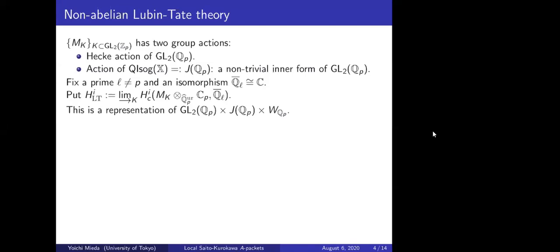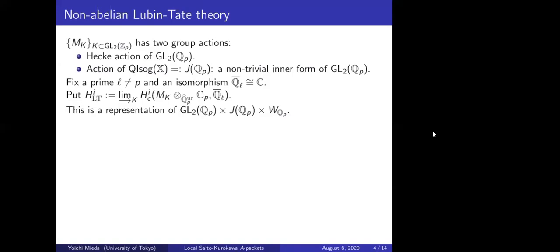Okay, so we get the l-adic cohomology of Rubin-Tate, H^i, and these two actions give an action of GL2(Q_p) × J(Q_p) on this l-adic cohomology. We have one more group action: the Galois action, or more precisely, the action of the Weil group on this Rubin-Tate space. And this is mainly because this action comes from the base change here.